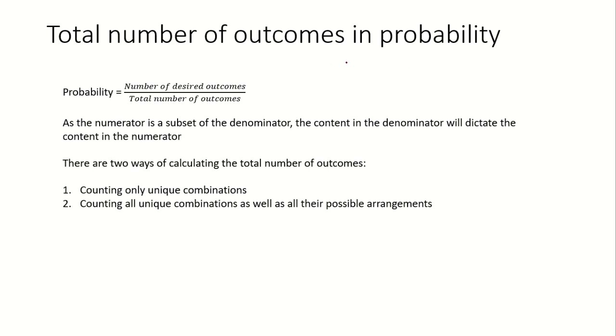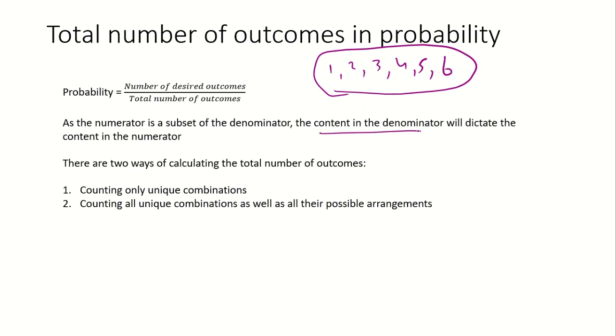Meaning, if the items in the total number of outcomes are 1, 2, 3, 4, 5, and 6, then the number of desired outcomes must be out of these 6 items, right? It cannot be outside of the 6 items. So that's very important. This means the content in the denominator will dictate the content in the numerator, right?